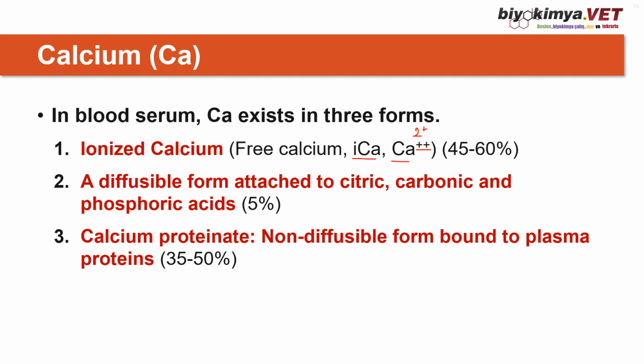When we look at the ratios of these three forms, the second form, the diffusible form, has the least part. The ionized calcium is 45 to 60 percent, and calcium bound to protein is 35 to 50 percent. And we need to ask a good question: which of these forms is the physiologically active form? The answer is ionized calcium. The ionized calcium is the physiologically active calcium form.